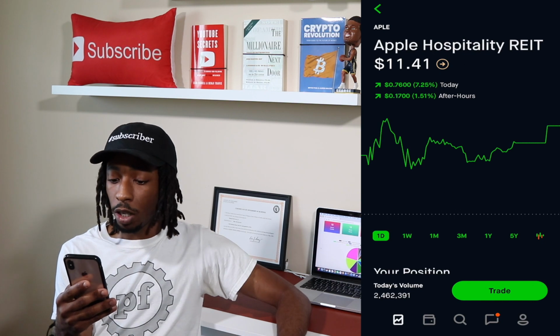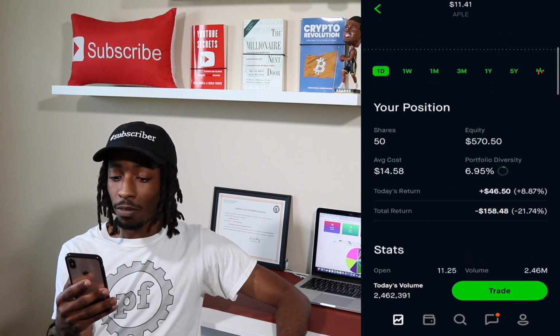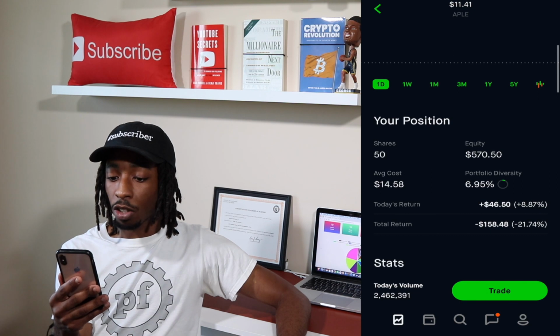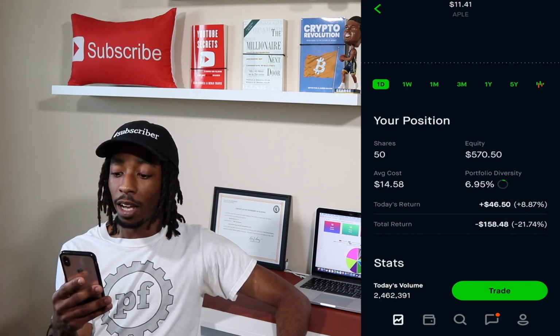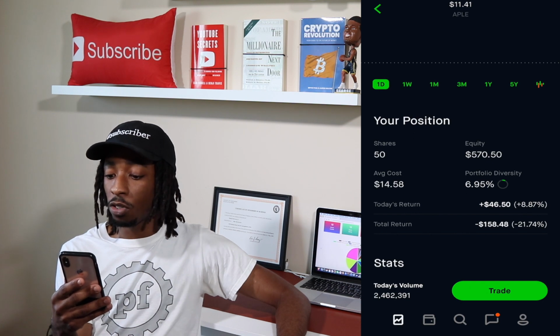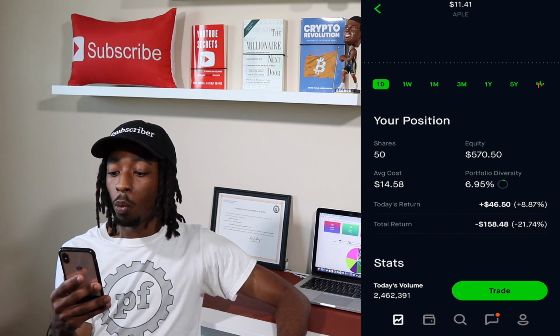Apple Hospitality REIT. As you can see for the position, I have a total of 50 shares. My average cost, $14.58. My total return, I am down at 21.74%, which is equivalent to $158.48.